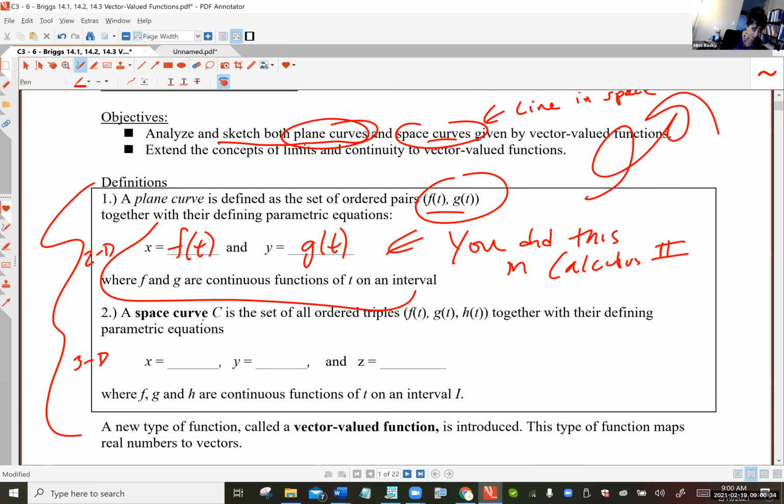All right. So I claim you already did this, but we'll do a little bit of review. Now, a space curve is just going to be the set of all ordered triples where you're going to have functions of t for x, y, and z. That's all. And we already did one of these.